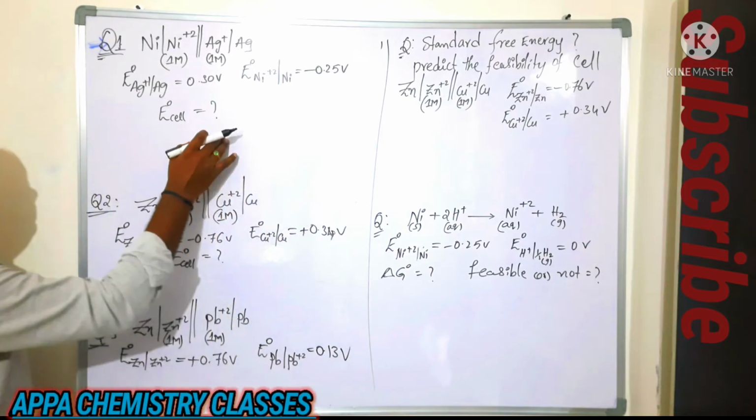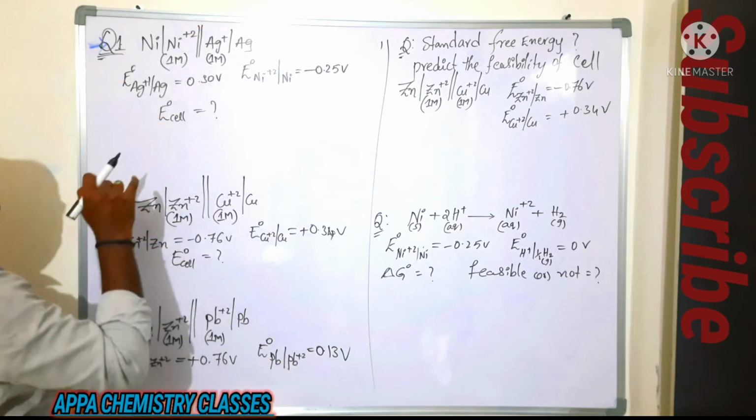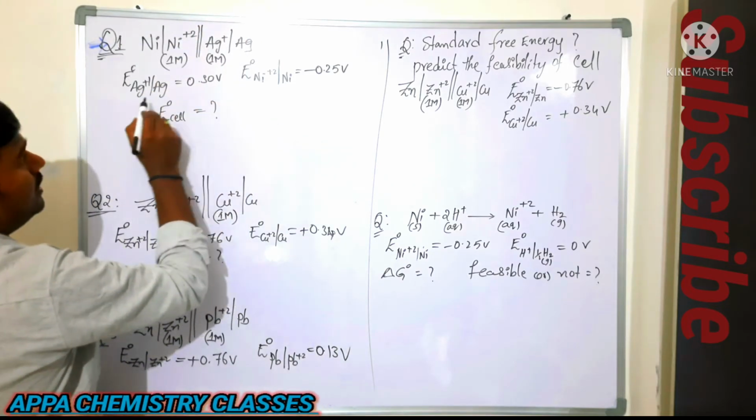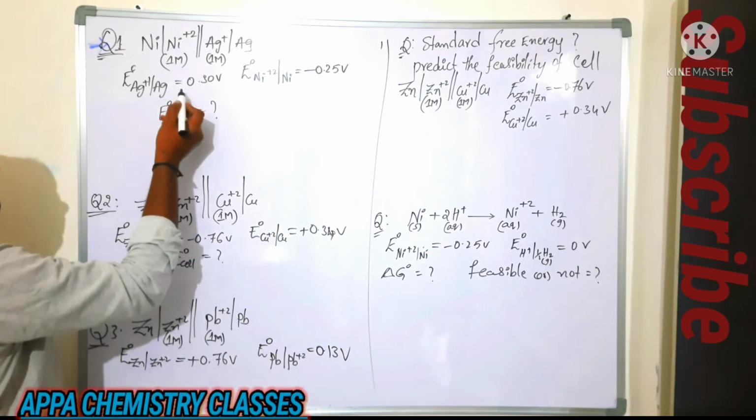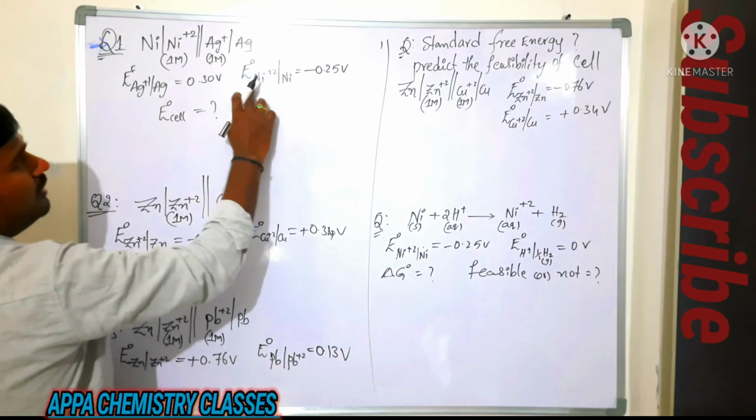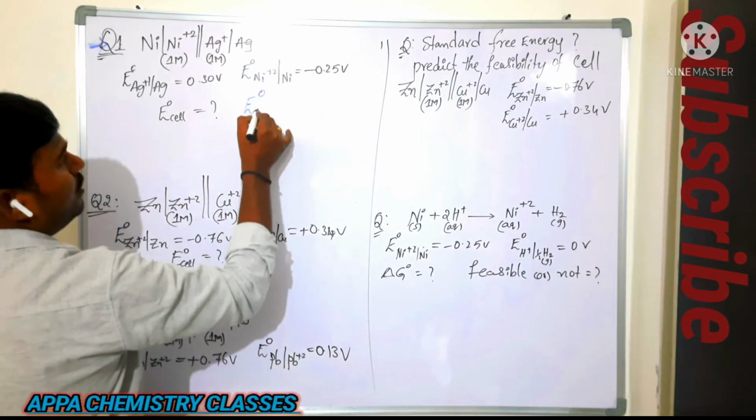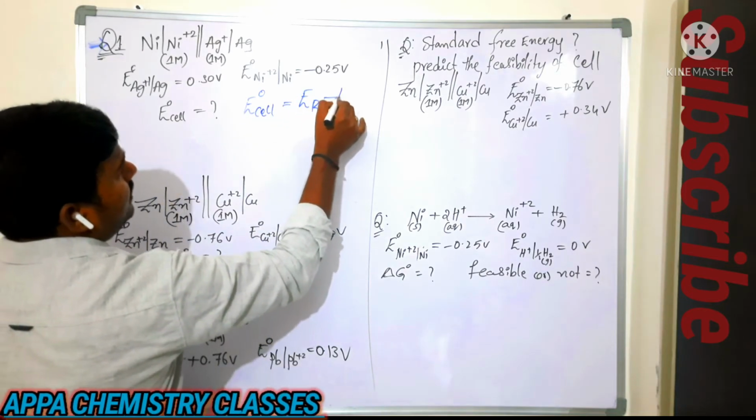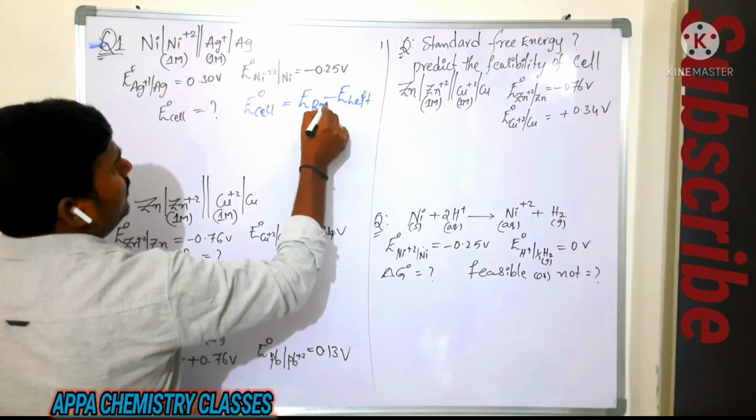Now you see in this case, this is a cell representation. They have given the electrode potential of silver, the standard reduction potential, +1 for Ag+ to Ag, gain of electron. When they give reduction potential, how to calculate standard electrode potential? That is E right minus E left.